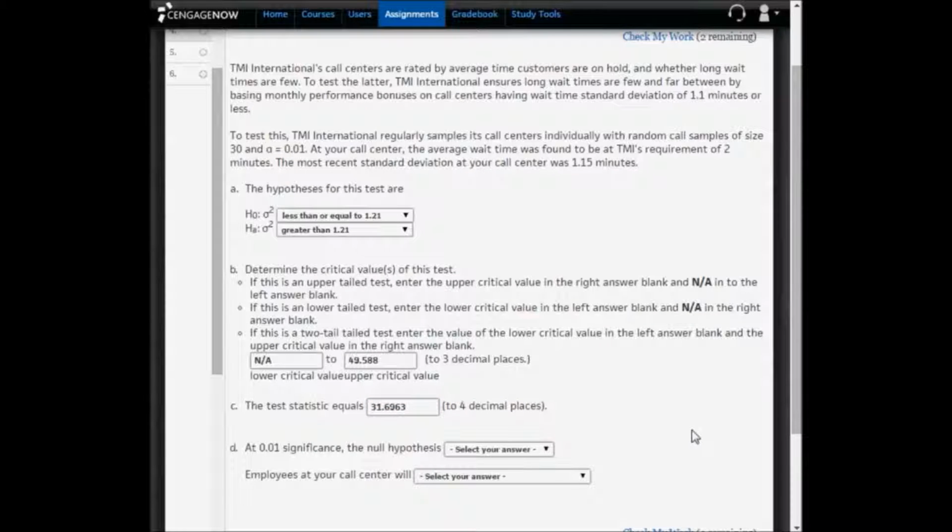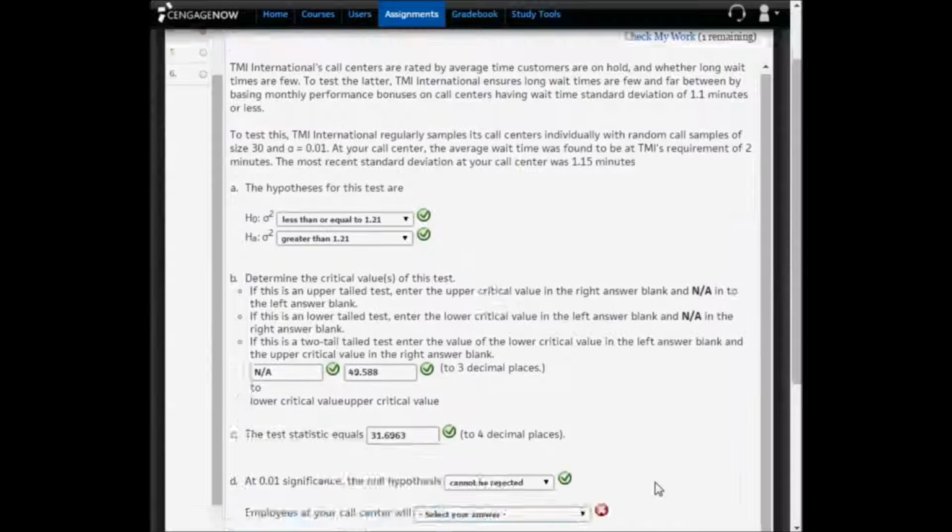So let's look at this. If this test statistic is greater than the upper critical value, we have evidence in support of the alternative hypothesis. That's not the case here. So our evidence supports the null. So the null cannot be rejected. Let me just double check my work here, and we should get everything but the last one correct.